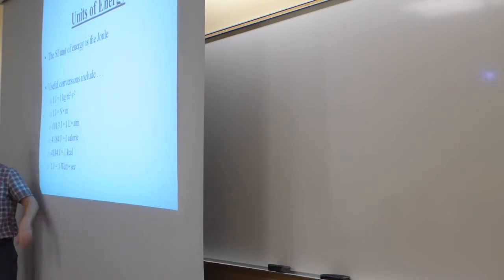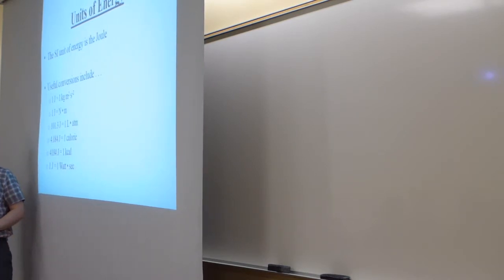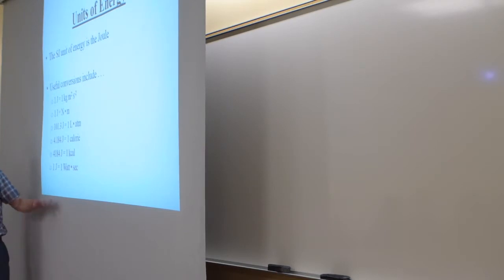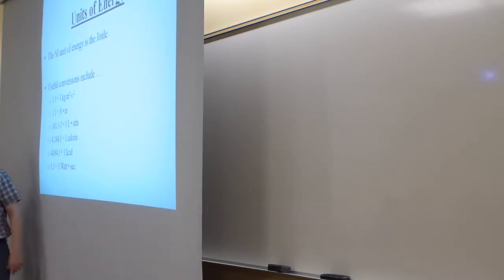So you can use calorie as a base unit in the metric system. And here's a prefix, kilo, right? Kilocalories is a metric unit. And then 1 joule is equal to a watt times a second, so that's useful for electricity.